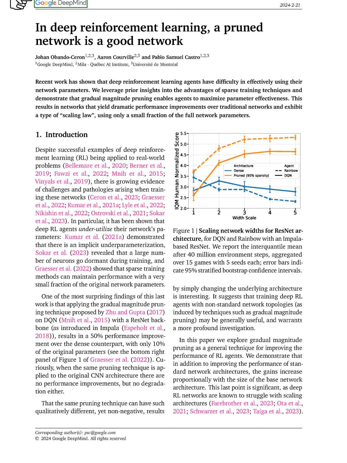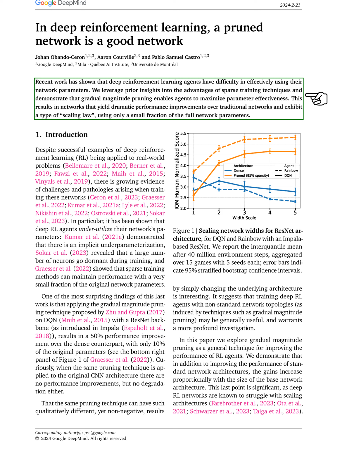Section: Introduction. In this section, we discuss how, despite the impressive achievements of deep reinforcement learning (RL) in solving real-world problems, there are emerging challenges and issues during the training of these networks. It has been observed that deep RL agents often do not fully utilize their network's parameters. This underutilization is evident in several ways.